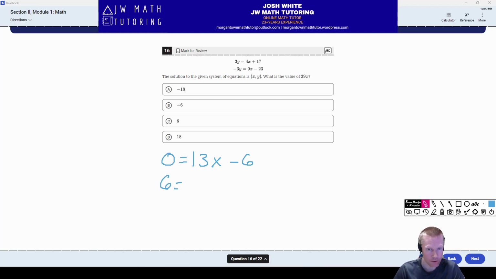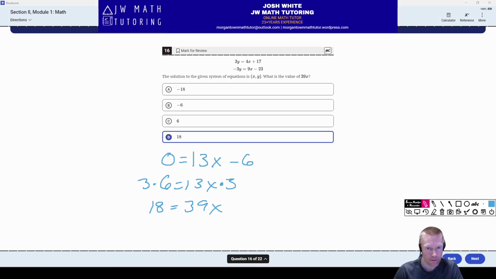And then you add 6 to both sides. And now, because they want 39x, again, the fastest way is to just multiply both sides by 3, because that will turn the 13x into 39x, and so therefore you get that it's equal to 18. So the correct answer is D.